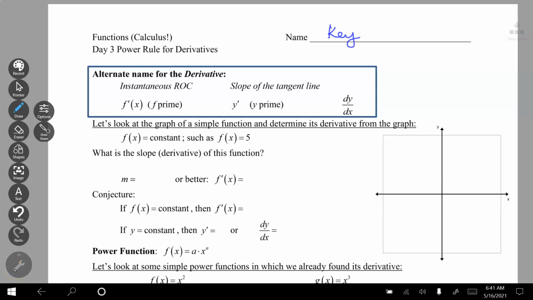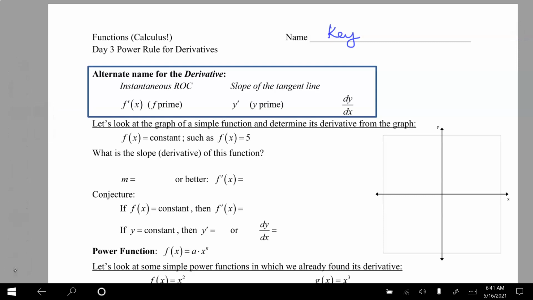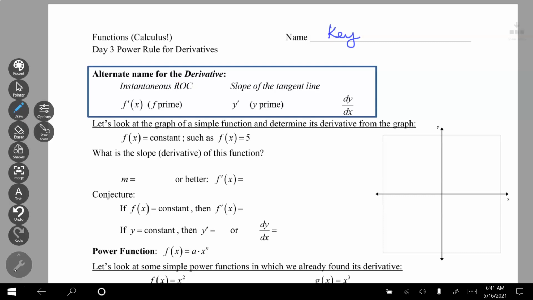Welcome to day three. Day three, we're going to work more with derivatives, but today I'm going to show you something called the power rule. After you see this method, you're going to be like, why didn't I just learn this to begin with? Well, we have to develop the definition first before we can use higher level methods. Again, all names for a derivative: we're going to call things f prime, or sometimes y prime, or sometimes even dy over dx.